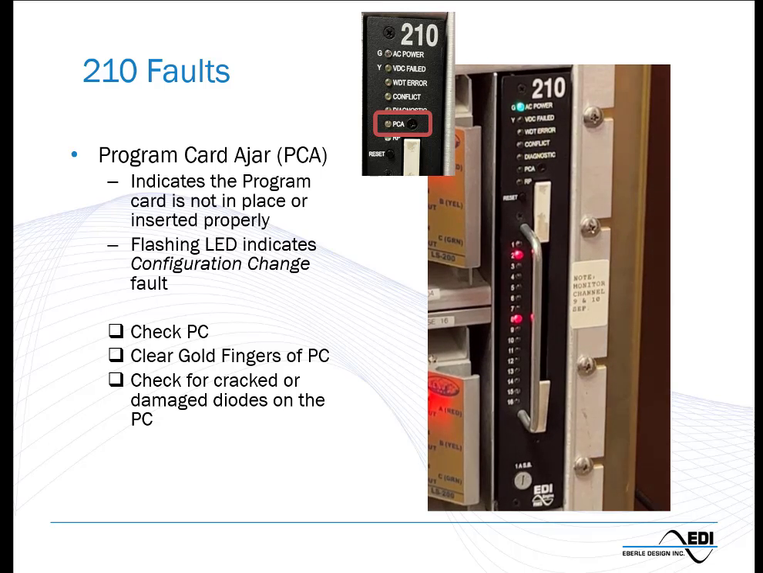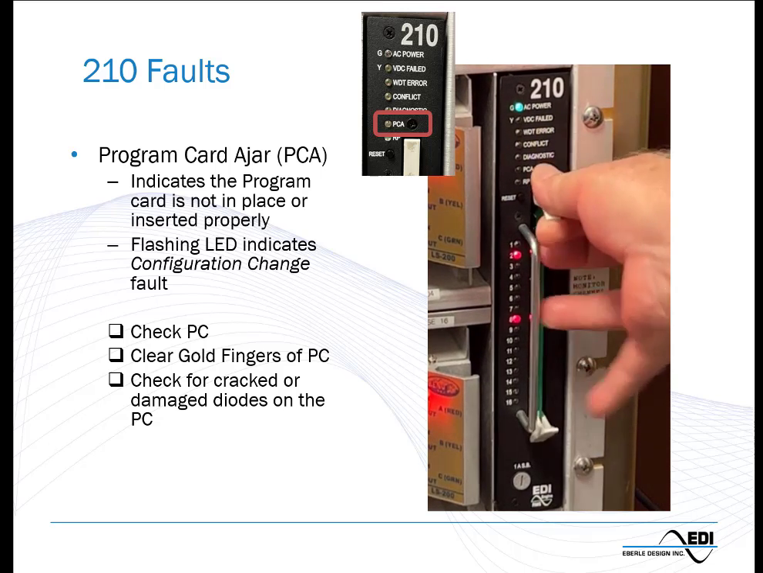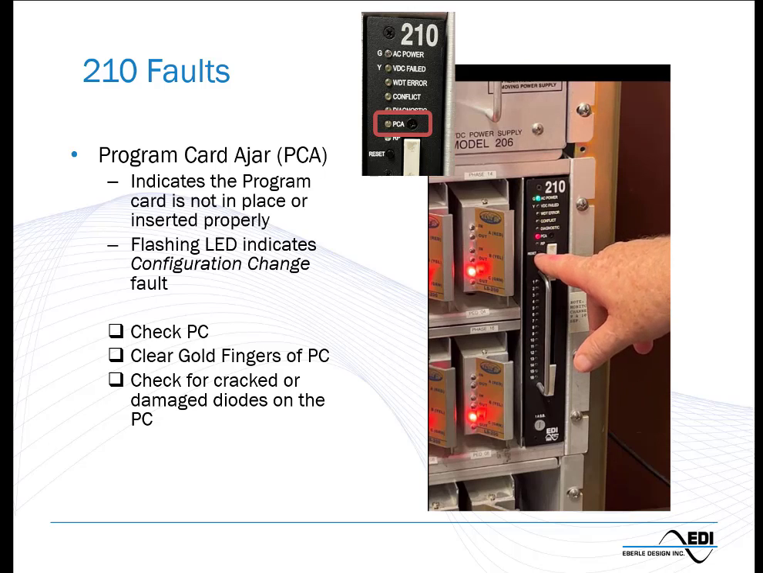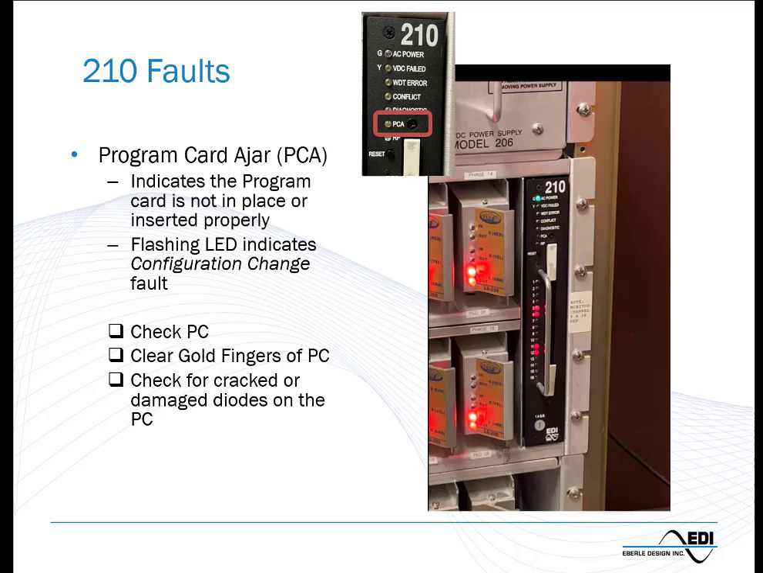The next thing is the program card ajar. When you pull the program card and it's plugged in, you'll see a PCA light illuminate. This lets you know that the program card is not seated correctly. Push and hold the reset, and it'll go back to normal operations.